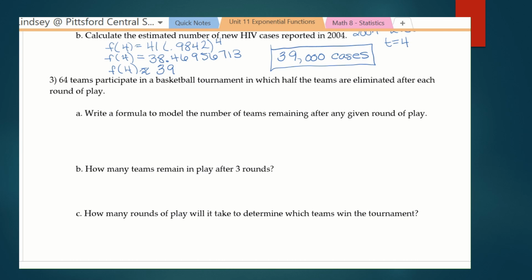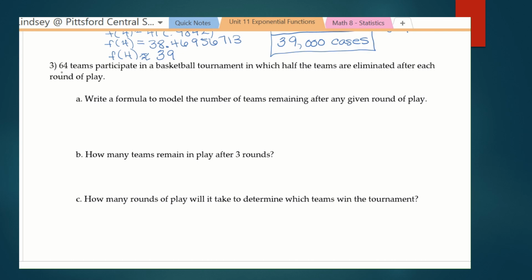All right, so we need to find all those key pieces once again. The first thing, I see 64 teams participated. That's my A, my starting value or my initial value. Half the teams are eliminated. When we talk about half, we're talking about 50% of the teams being eliminated each round. Now, eliminated, don't forget, tells us this is a decay. The number of teams is going to be going down with each additional round. That 50% represents our R value. We're going to turn that into a decimal. So moving my decimal place 2 to the left, or dividing by 100, gives me 0.5.